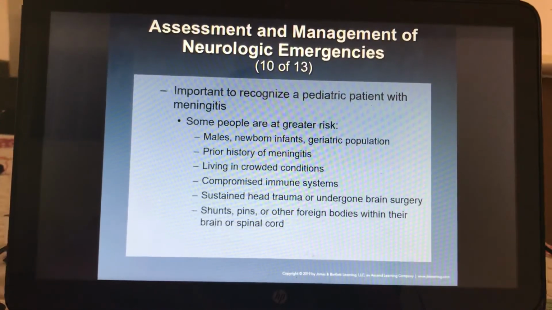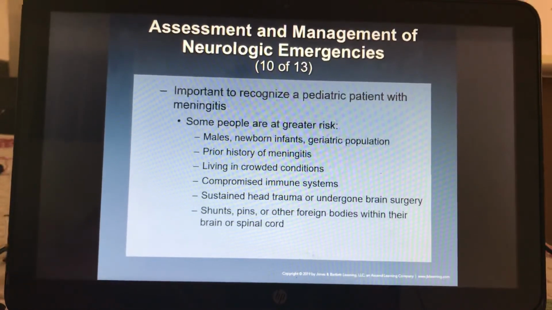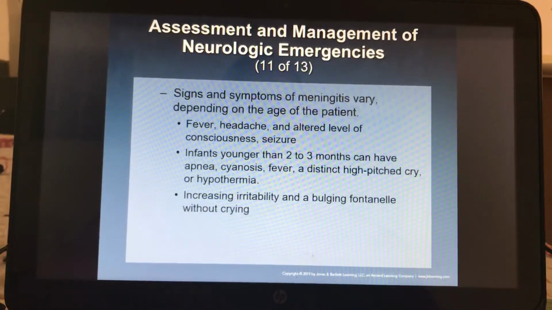It's a communicable disease. Usually the telltale sign is where you have, usually it's the college dorm, and one of the roommates calls 911 because their friend is ultra sensitive to light, complaining of extreme neck pain, and running a fever. If you get that scenario, more than likely it sounds like it's meningitis.